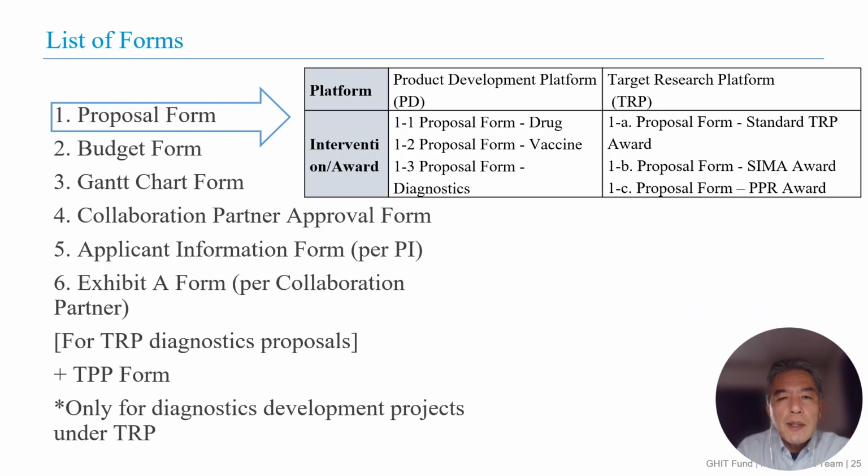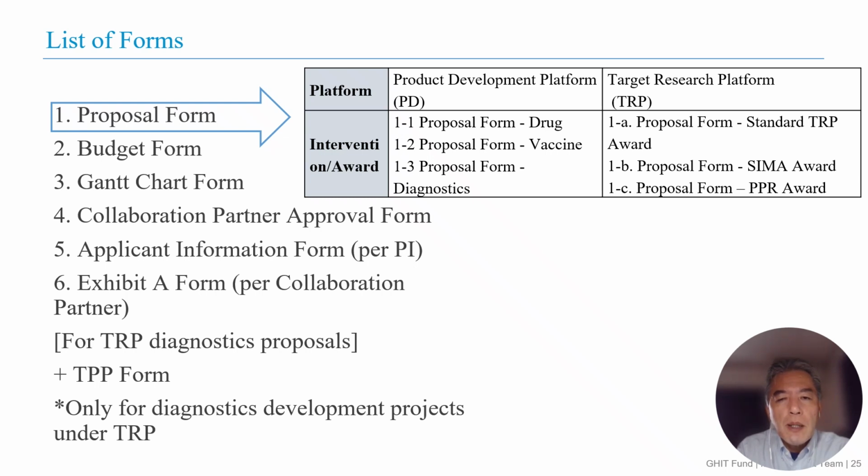Let us now look at the documents required for the full proposal submission. This slide shows the list of forms that will be shared with applicants who are invited to submit a full proposal. For today's session, we will focus on the first three: proposal form, budget form, Gantt chart form. Please note that the documents shown here are from the previous round, RFP 2025-002, and the actual forms for this round may differ slightly.